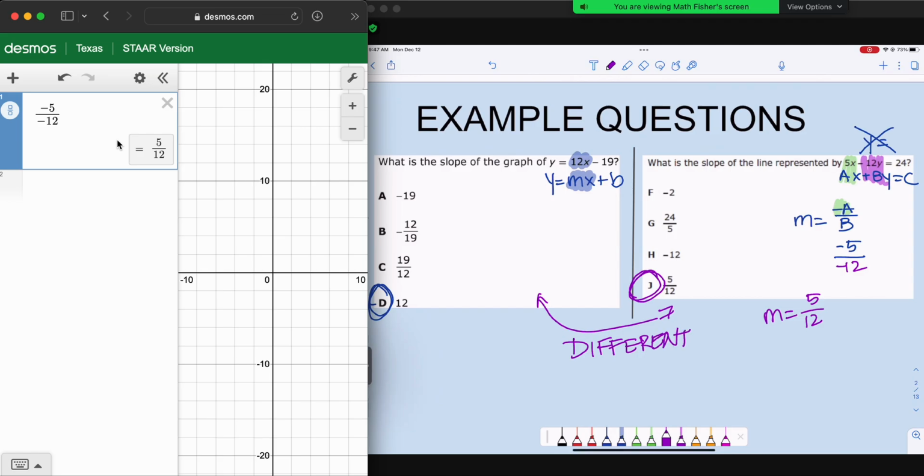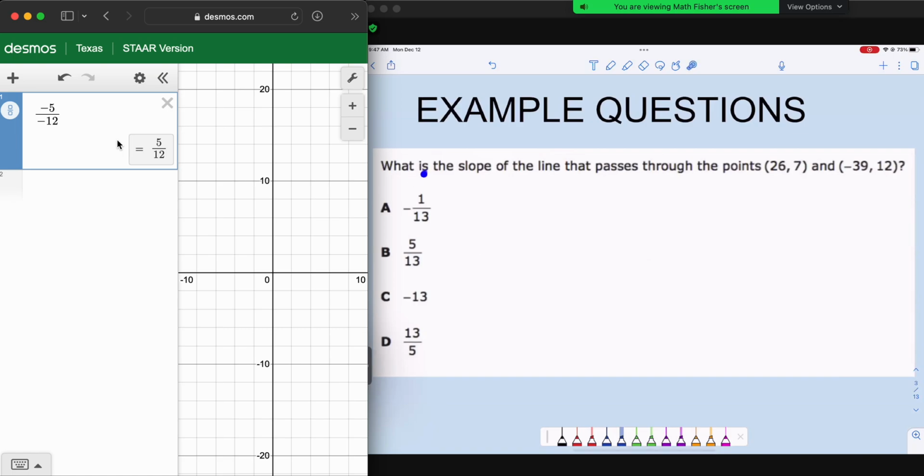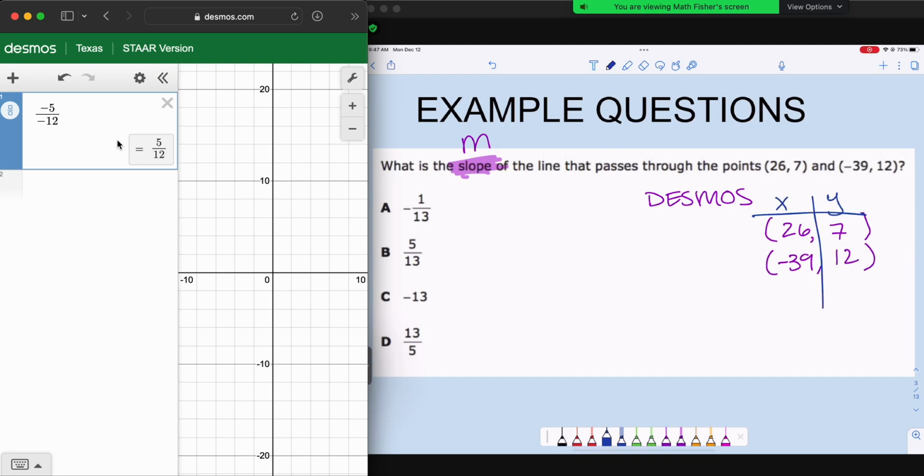They're different, okay? Then it says, what is the slope of the line that passes through the point 26, 7 and negative 39, 12? We're looking for slope, which is m. To find m, we want to do Desmos. It's the easiest thing, so let's make a table. We have 26, 7, then we have negative 39, 12. Write your points on top of each other, and then make your table, x, y.